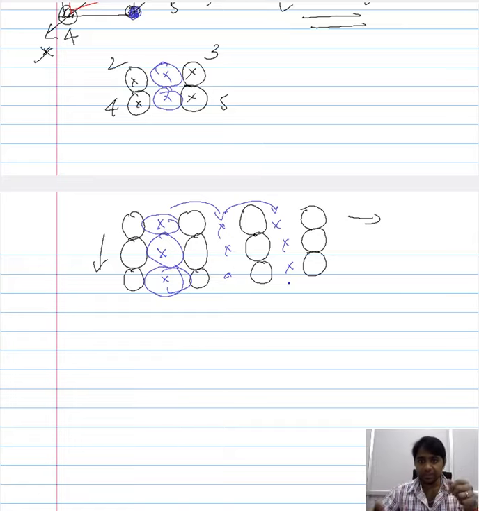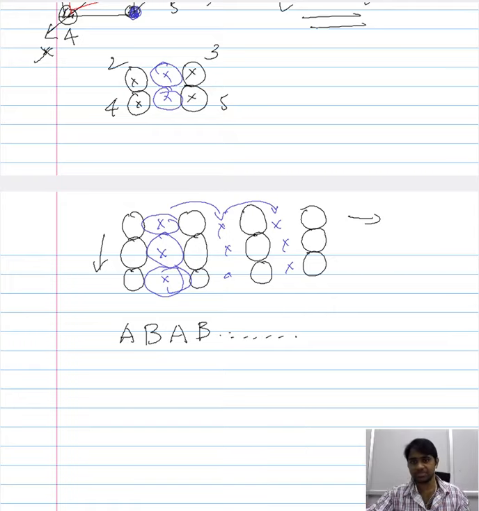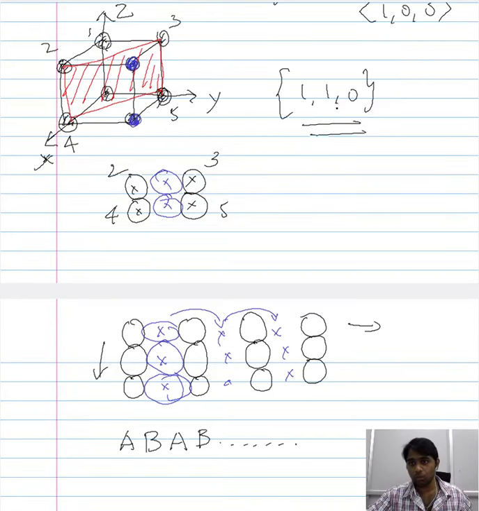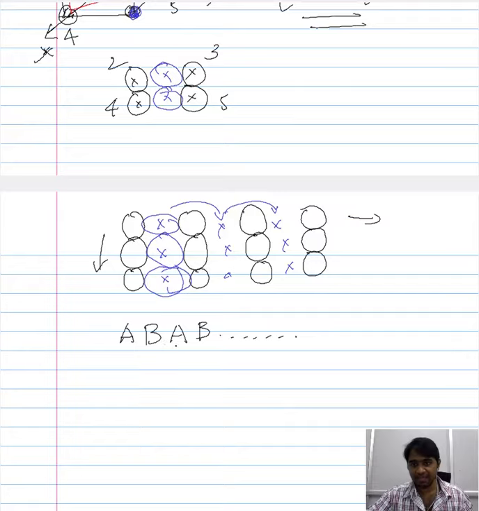Now in the third layer you will have a position similar to that of the first layer. So if your first layer is represented by A, then the second layer is a different one, so it can be represented by B. The third layer will have an atomic position similar to A, so we use the same nomenclature, and the fourth layer will have an atomic position similar to B. So the stacking sequence that represents the arrangement of the atoms in the family of 1, 1, 0 planes will be the AB, AB sequence.